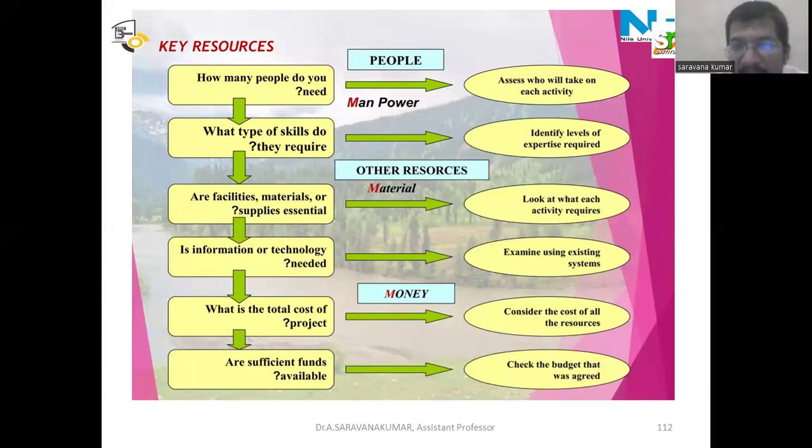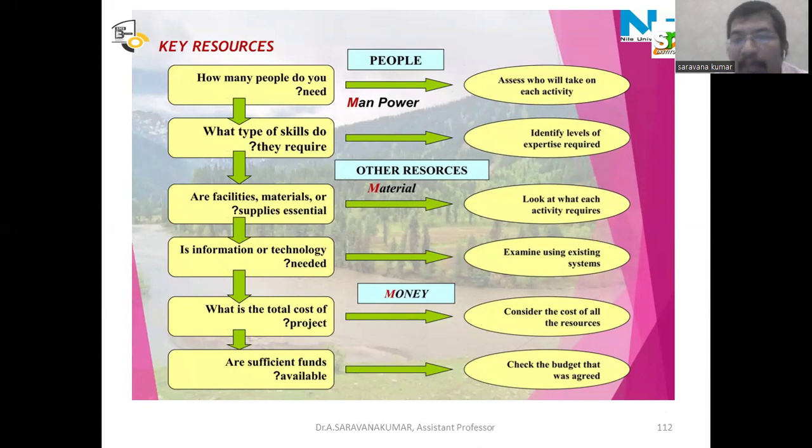What type of skills do they require? Because you have the technical skill, communication skill. So if you are well versed in the technical side, you are going to recruit in the technical, in the production department. Other than that, you have accounts and financial skill. So you are going to recruit in the finance, right? So what type of skills do they require? So identify levels of expertise required. Then material or facilities, materials or supplies essential. Look at what each activity requires. Is information or technology needed? Examine using the existing system.